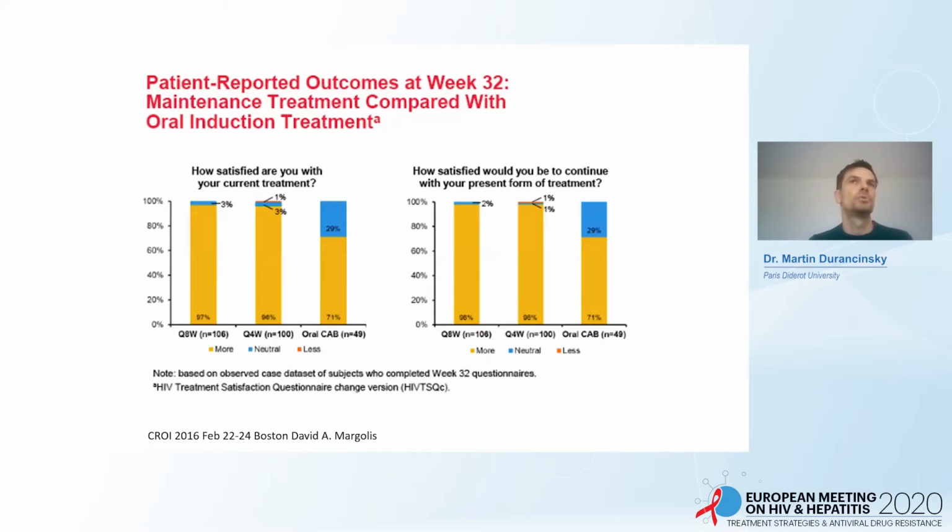Now I will give you just 3 examples of differences that could be shown by patient-reported outcomes in HIV. This is a difference in satisfaction, with cabotegravir, and we can see a big difference in satisfaction, about 30%.